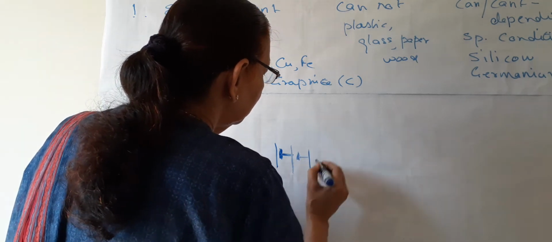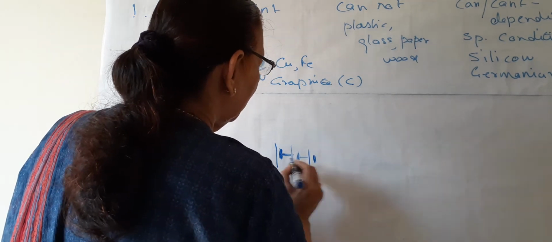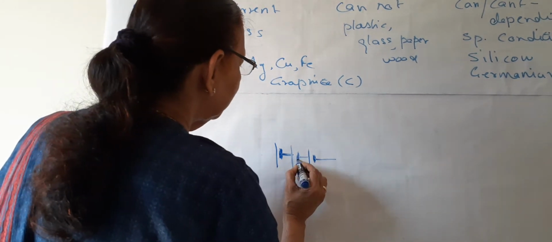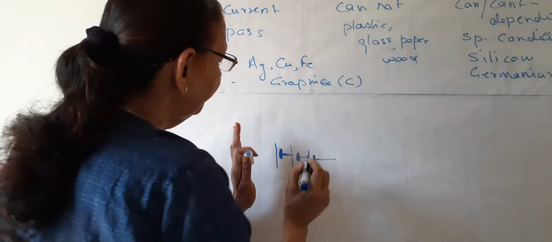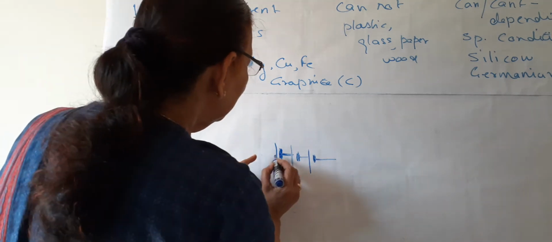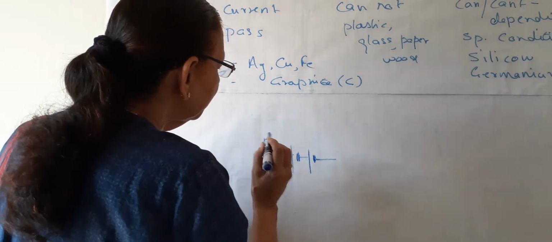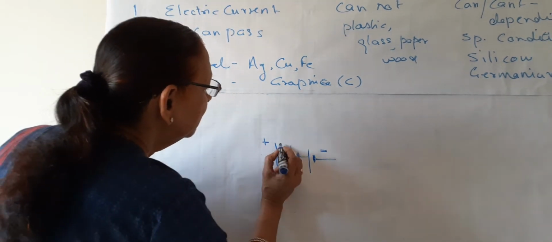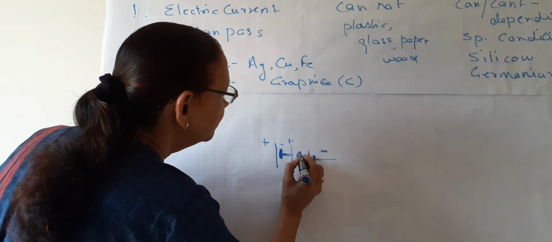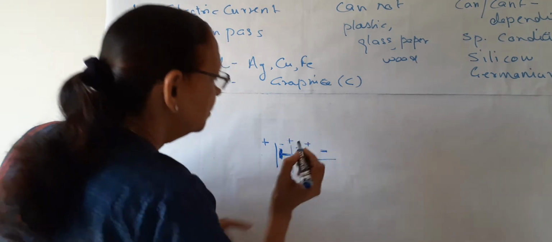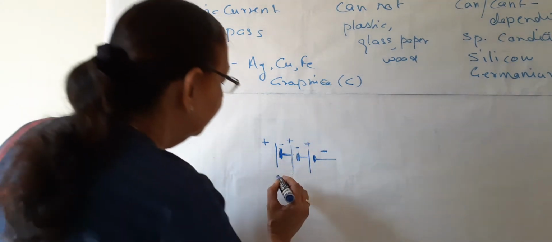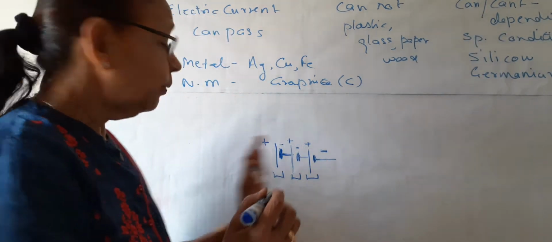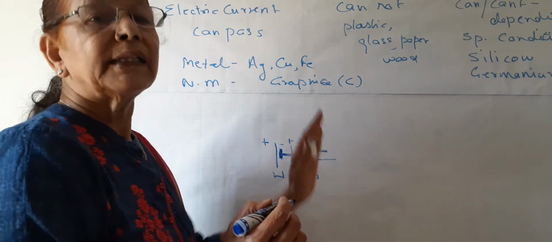This is the third cell. And all of these are known as a battery. So what do we call this? This is a battery of 3 cells. One cell: this is the positive terminal, this is the negative terminal. So this positive, this negative, this positive, this negative, this positive and this negative. This is one cell, second cell and third cell. So it is a battery of 3 cells.